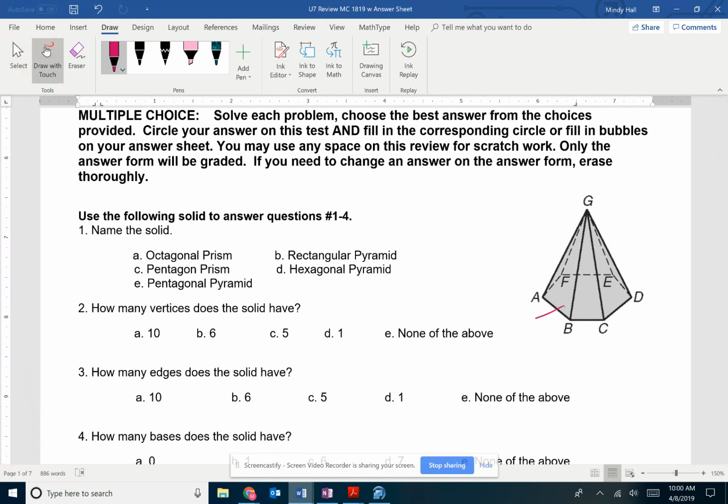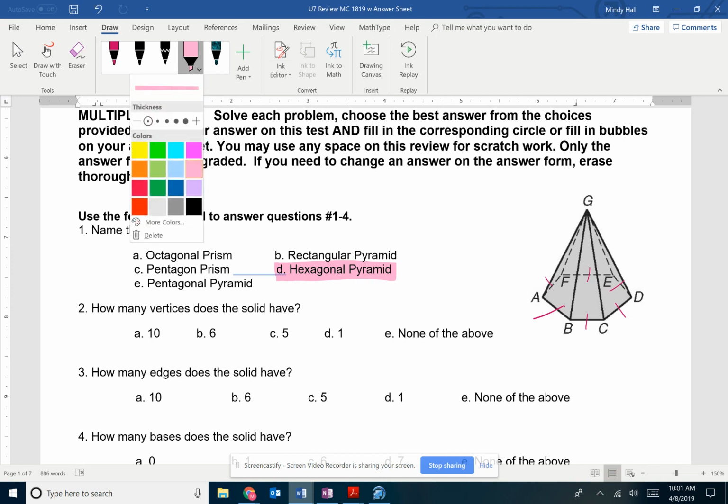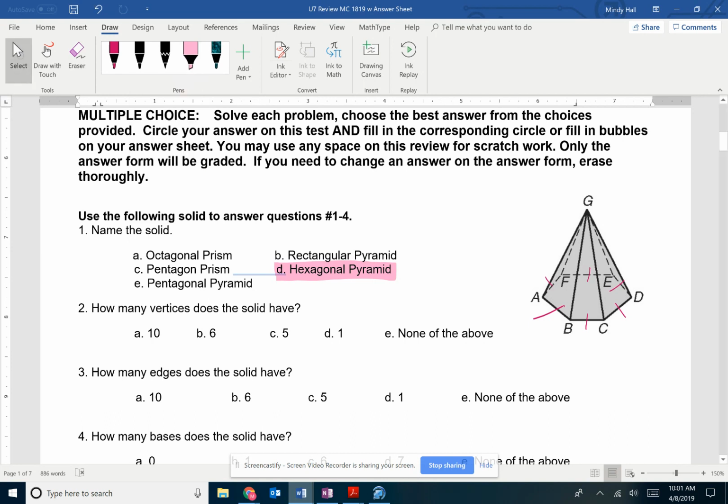And because it has 1, 2, 3, 4, 5, 6 sides at our base, I know it's going to have a hexagonal base, and it's a pyramid, so it is a hexagonal pyramid. And actually, I think I'm just going to highlight the answers. That might make life easier. Okay, so again, pyramids and prisms are named based off of the shape of their bases. So just keep that in mind as you're doing this. Let me just change the size so we don't have to go back over.